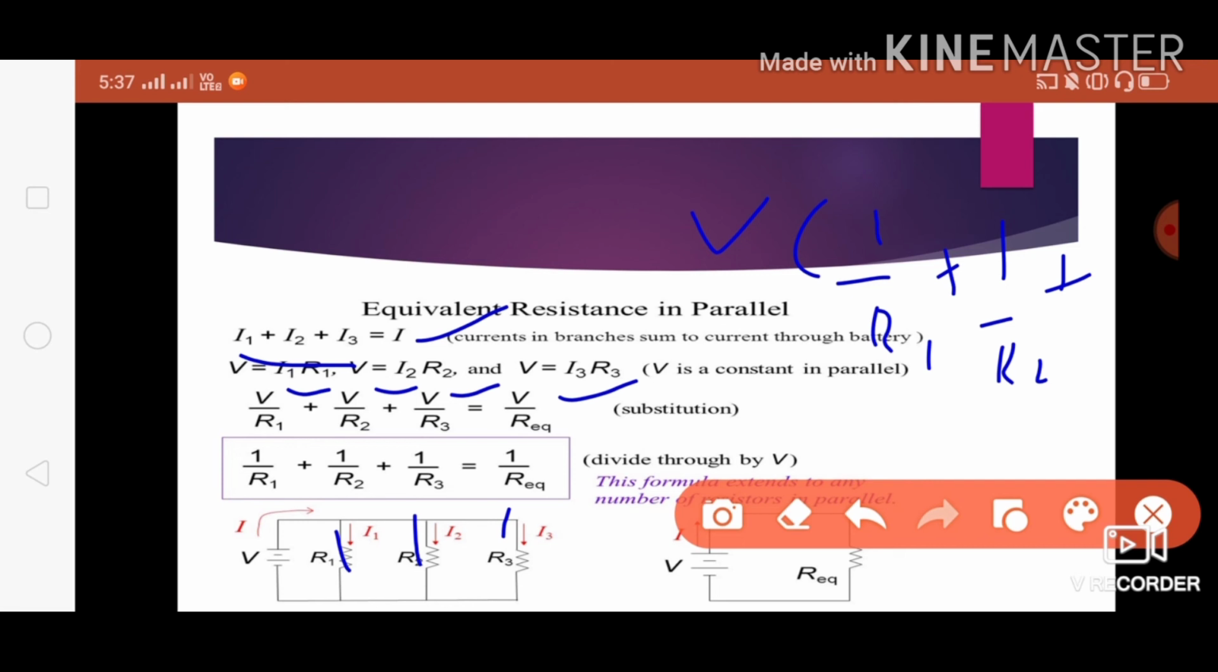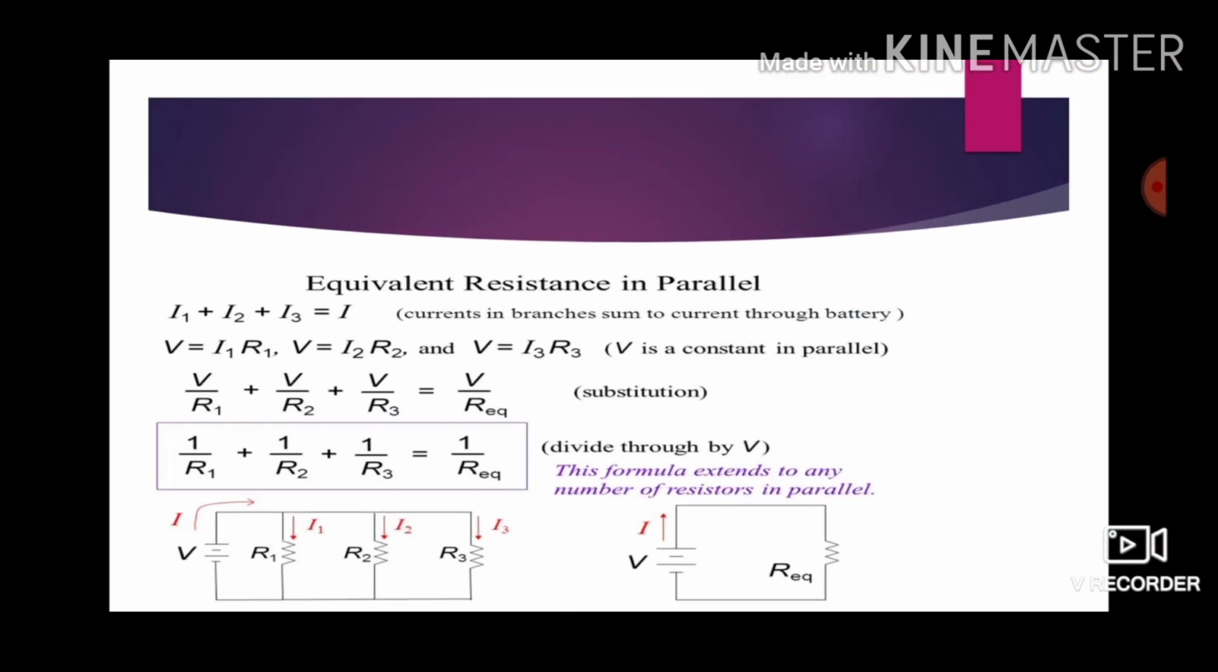So you can define parallel resistance this way: the reciprocal of the equivalent resistance is equal to the sum of the reciprocals of the individual resistances connected in parallel. This is all about the parallel connection.